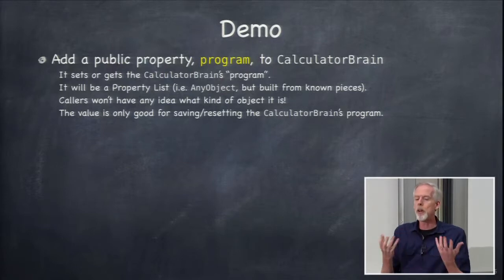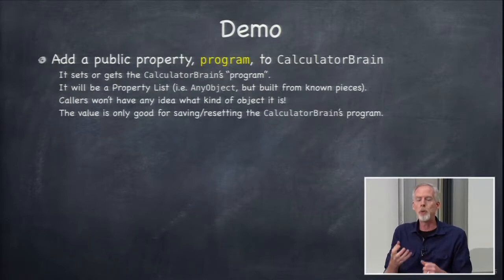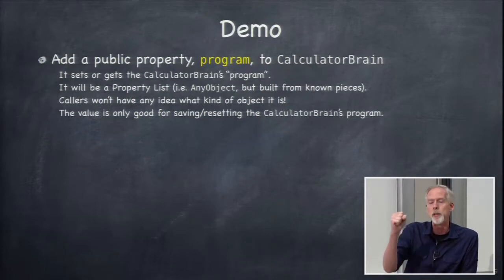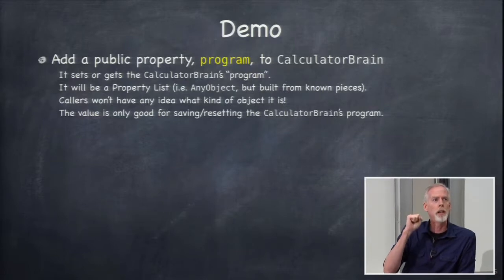But we don't want to reveal our internal data structure, and there's nothing anyone can do with that program. So we're really just getting it as a cookie. And the only thing you can do with it is give it back to the calculator brain or another calculator brain in the future and then say evaluate. Okay, so you see the value of having this? It's basically getting the program out of the calculator brain and setting it back. But we're going to return it as a property list. It's going to be AnyObject. People are going to look at this var, and it's going to be of type AnyObject, and all they can do is get it and then set it back.